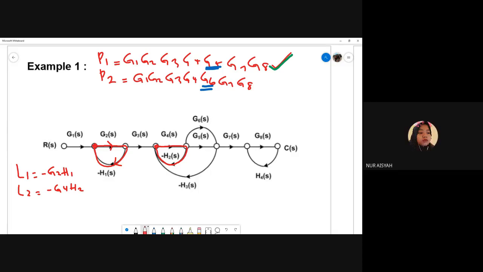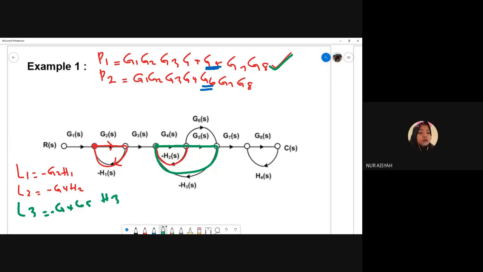G4, G5, H3. H3. Okay, so meaning yang ni kan, you start from here, you follow the arrow, and then you use this one to come back here. Okay, so meaning your L3 equal to G4, lepas apa? G5, lepas tu H3 kan? Minus. Is it? Okay, lagi. Yes. Ada lagi tak?